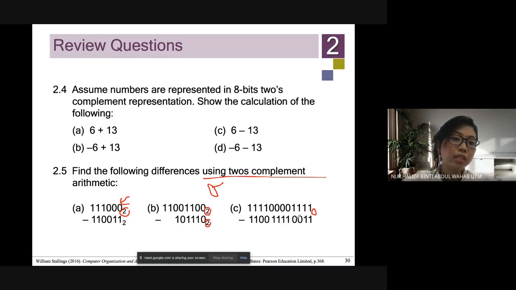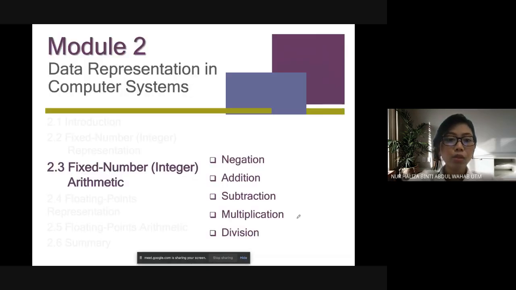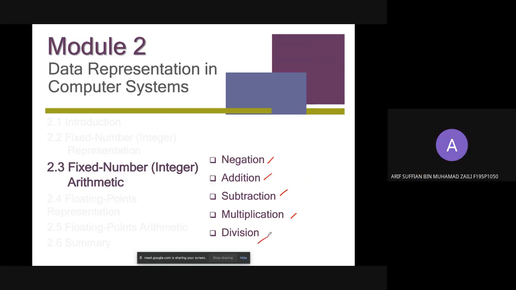If you still have difficulty, or you did not understand, or you cannot do the question, please WhatsApp me and ask me directly. Okay? So we're going to make it a little bit faster and try to finish. You're going to learn negation, addition, subtraction, multiplication and division. It's like mathematics, right?